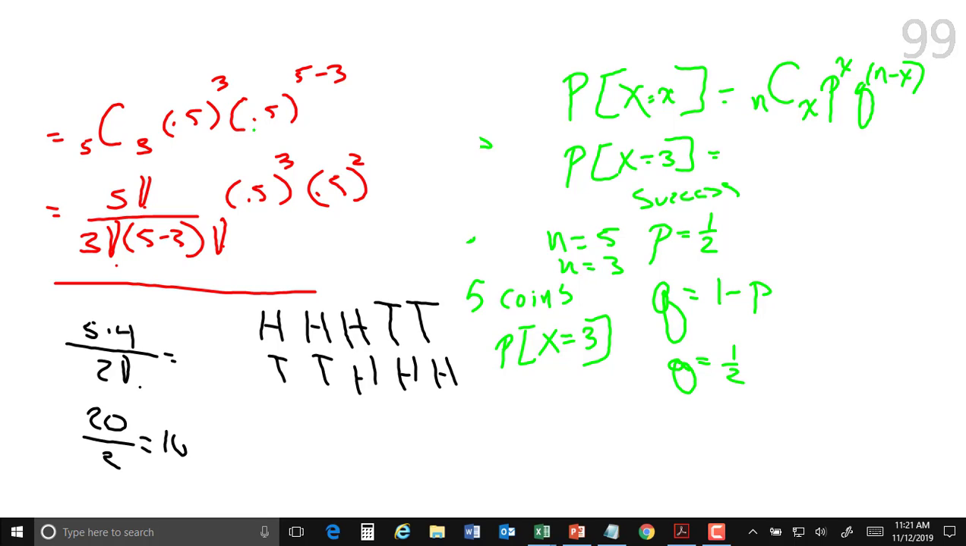So the answer to the probability that the random variable takes on exactly 3 heads is going to be equal to 10 times 0.5 raised to the 3 times 0.5 raised to the 2. And that's the answer, getting exactly 3 heads.